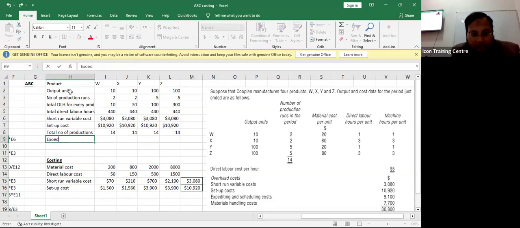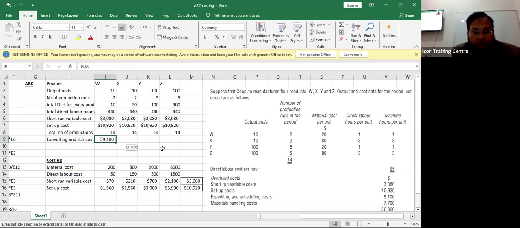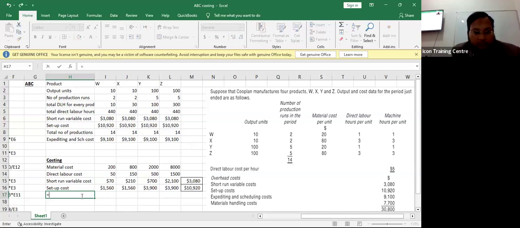Now, next thing we have is expediting and scheduling cost, right? So what is the total? Dollar 9,100. And it will also be allocated on the basis of production runs. So 9,100 divided by 14, multiplied by the runs.